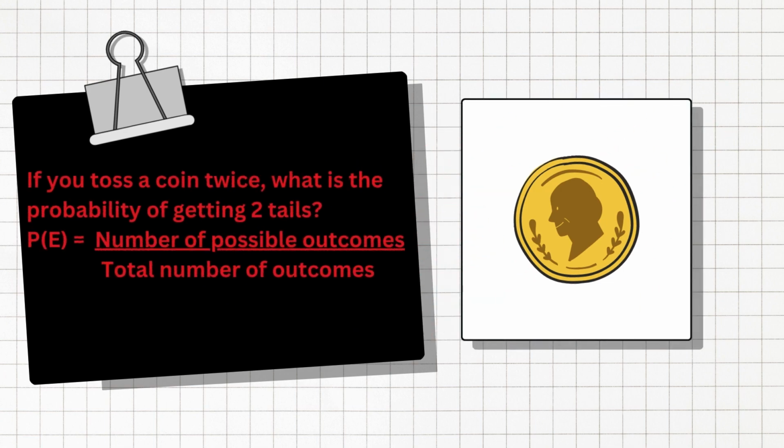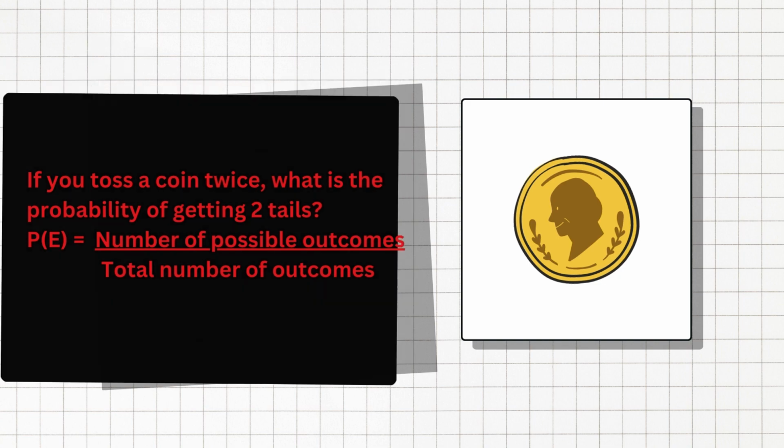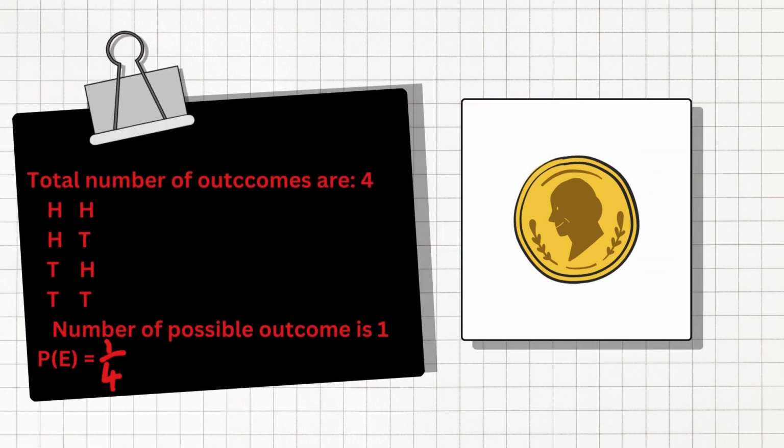If you toss a coin twice, what is the probability of getting 2 tails? Now let's look at the number of possible outcomes and the total number of outcomes in this case. The total number of outcomes is 4 because if we toss it twice, we can either get a head and a head, or a head and a tail, or a tail and a head, or a tail and a tail. Now the number of possible outcomes, which is getting 2 tails, is just 1. So the probability therefore is 1 over 4.